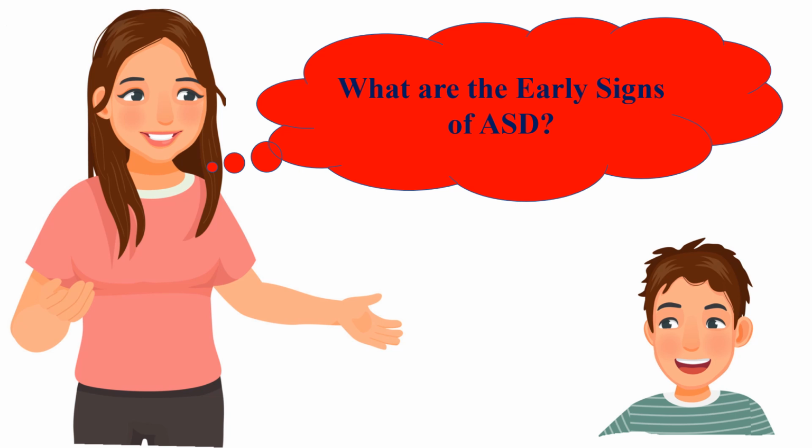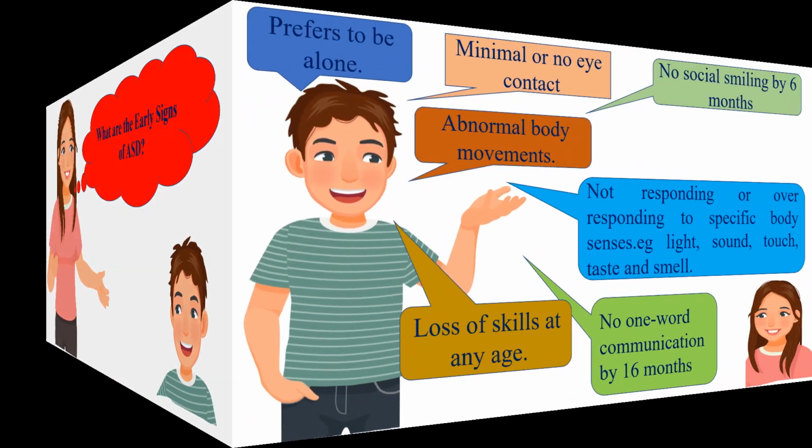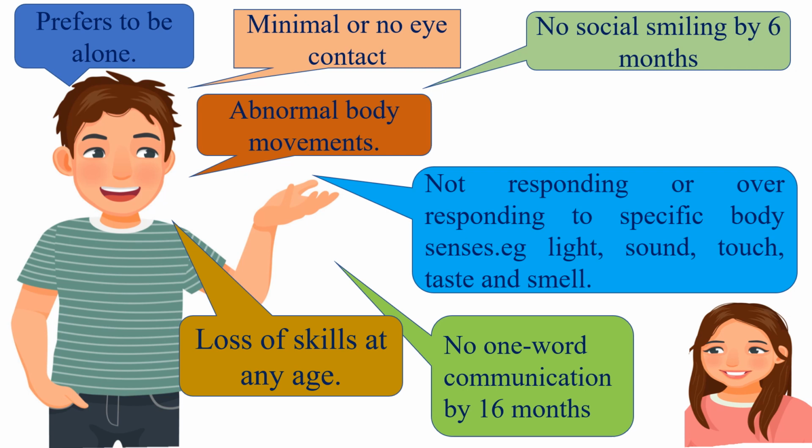What are the early signs of ASD? Prefers to be alone. Minimal or no eye contact. No social smiling by 6 months. Abnormal body movements. No one-word communication by 16 months. Not responding or over-responding to specific body senses, e.g. light, sound, touch, taste, and smell. Loss of skills at any age.